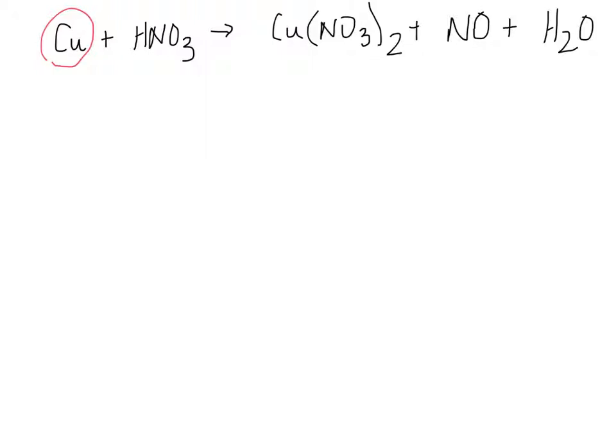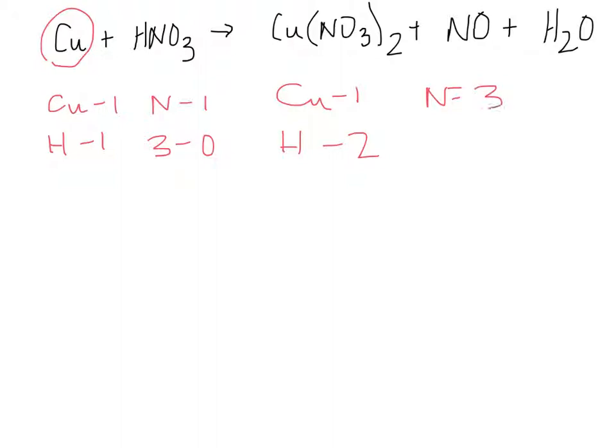So, what we have is 1 copper, 1 hydrogen, 1 nitrogen, and 3 oxygen on this side. We have 1 copper, hydrogens, we have 2, nitrogens, we have 3, and oxygens, we have 6, 7, 8.